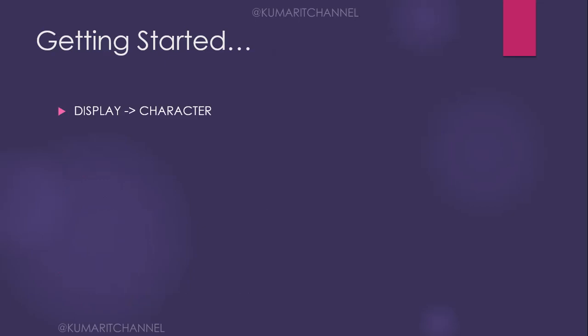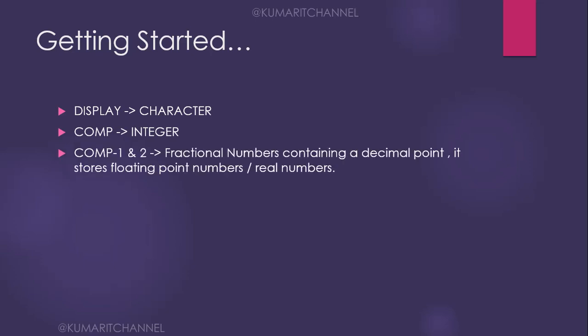This is my observation based on experience. DISPLAY normally means character type. It doesn't mean we have to use it only for characters; we can also use it for numeric. But by default, what comes to my mind is that DISPLAY means character. Whenever you want to store integer kind of information, you can use COMP. And similarly COMP-1 and COMP-2, where we don't code any PICTURE clause. If you want fractional numbers containing a decimal point, floating numbers or real numbers, we can use COMP-1 and COMP-2.